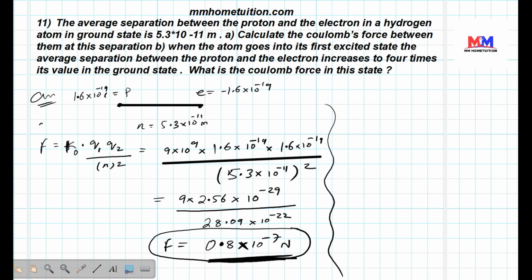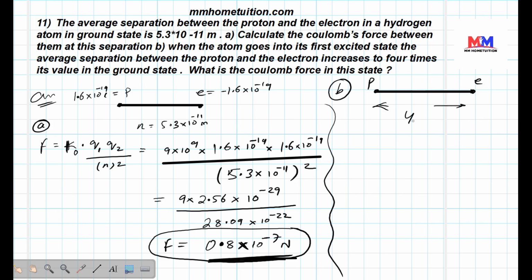So that is the first case. What will be in the second case? In the second case, when the atom goes into its first excited state, the average separation between the proton and electron increases to 4 times its value in the ground state. So what is the Coulomb's force in this state? The separation increases to 4 times.